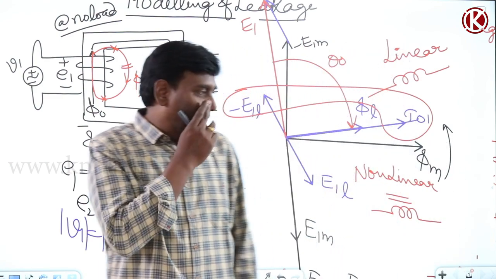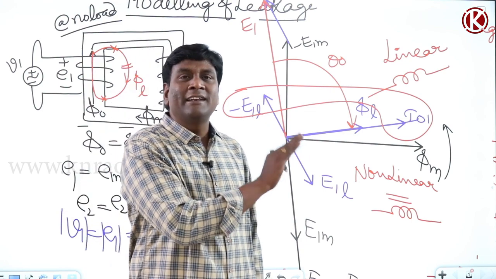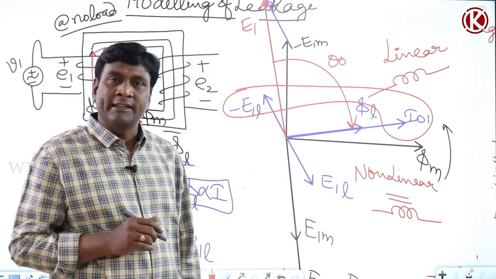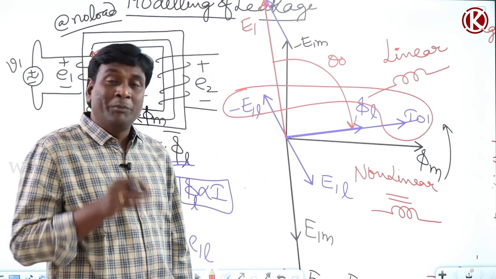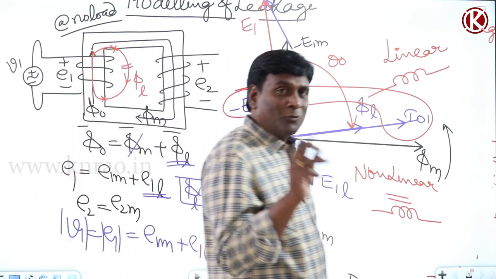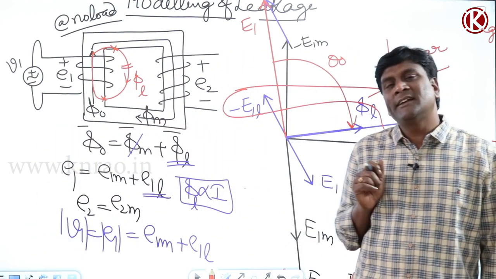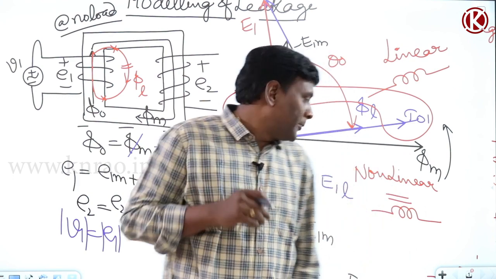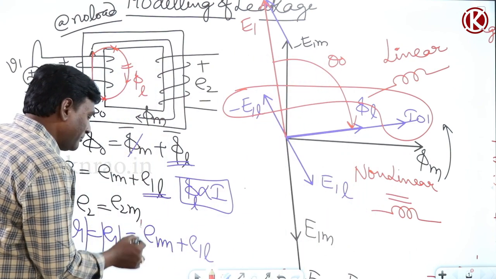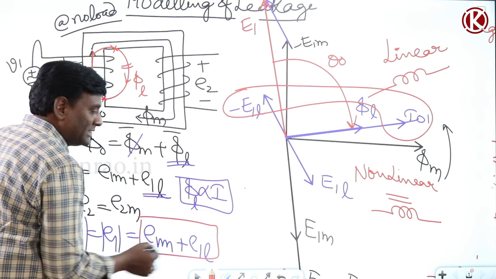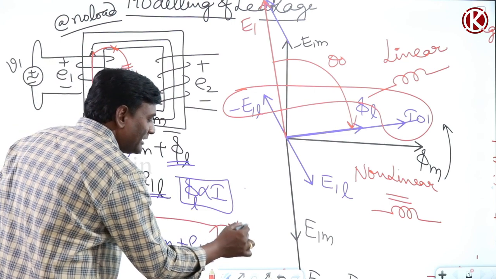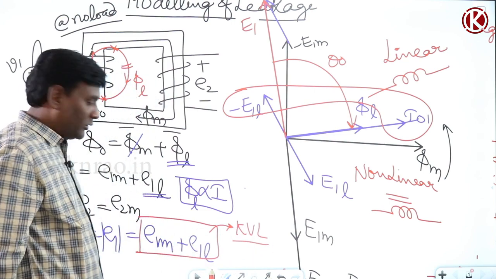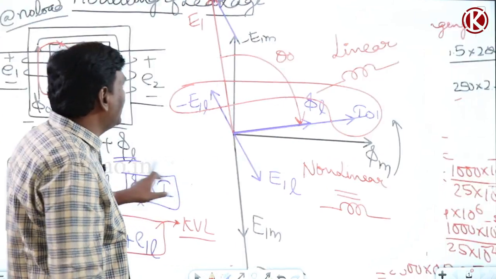Okay, so the conclusion is very simple. With a linear inductor we have to show the leakage. Because of magnetic flux variation, some voltage is there, and it should be modeled with inductance, that's it. Now if you think of E1M plus E1L, is it representing KCL or KVL? KVL. So let us model that with KVL.